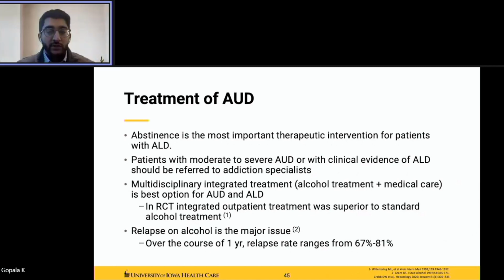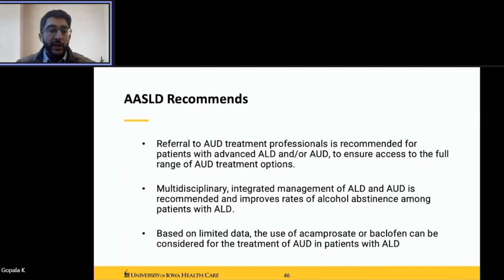Patients with moderate to severe, or clinical evidence of alcohol liver disease should be referred to an alcohol or addiction specialist. When they're very sick, it's helpful to have a multidisciplinary integrated treatment for this, as the relapse rate is very high. Over the course of a year, relapse rate ranges from 67 to 81%, which is very, very high. So AASLD, again, recommends referral to specialists for addiction.